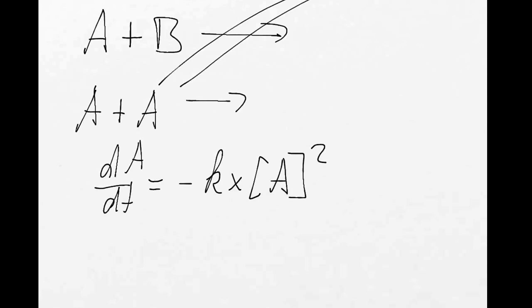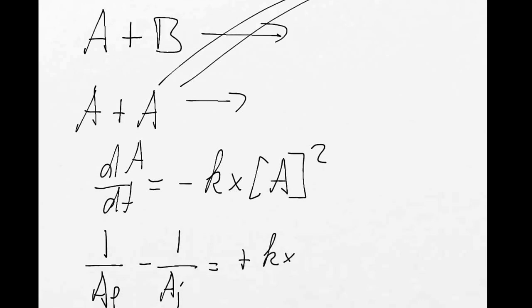And the equation for that would be 1 over A final minus 1 over A initial equals plus k times t final minus t initial. I don't put a box around that because unless I'm suffering from really bad depression, I'm not going to ask you that. Okay? Happy with that?